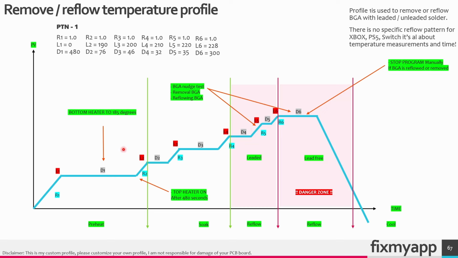This phase is called the preheat phase. In the preheating phase, the bottom heater will raise the temperature of the PCB board up to 185 degrees. Then we have the soak phase. In this phase, the temperature is increased to a level where the solder begins to melt and flow, but the BGA or the APU is not yet reflowed.